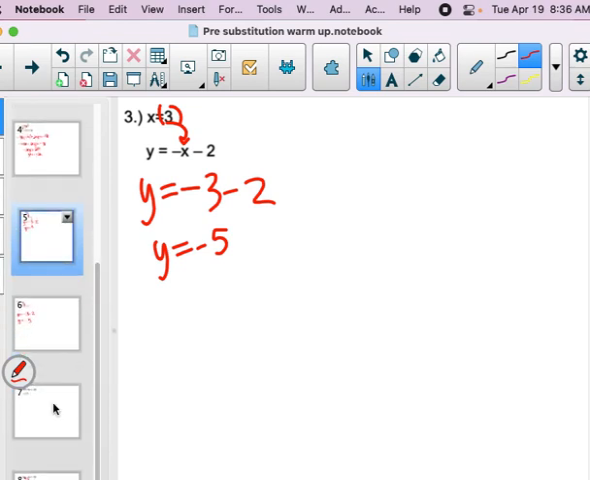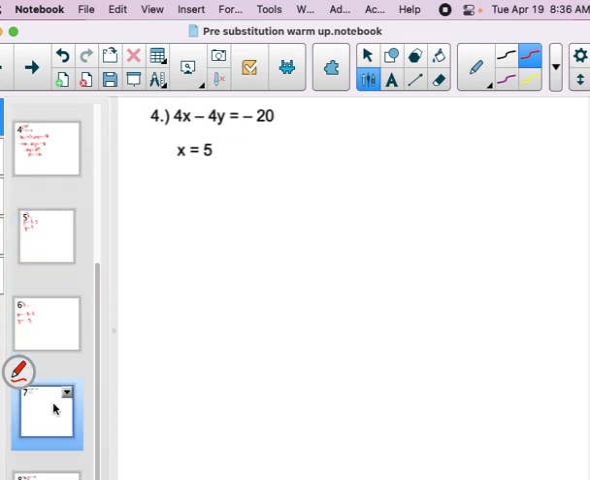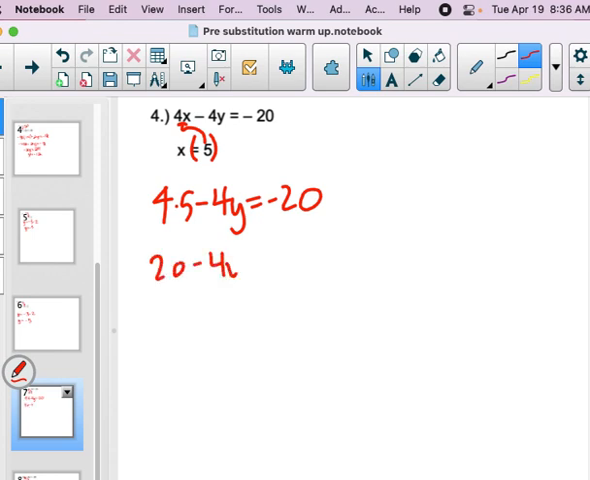And then on the fourth example here, 4x minus 4y equals negative 20, we would take again this 5 and plug it in for the x here. So we're going to have 4 times 5 minus 4y equals negative 20. So 20 minus 4y equals negative 20. When we are looking at this, remember this 20 on this side over here is positive.